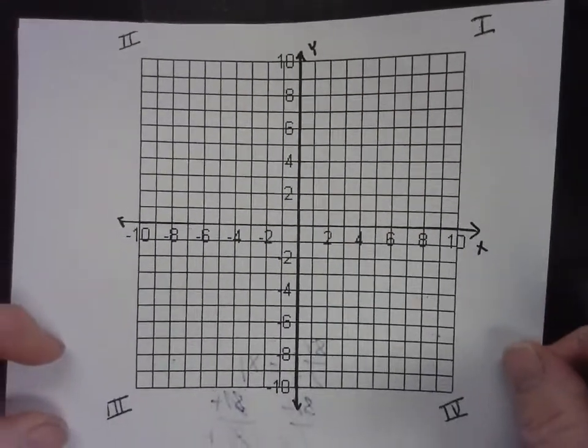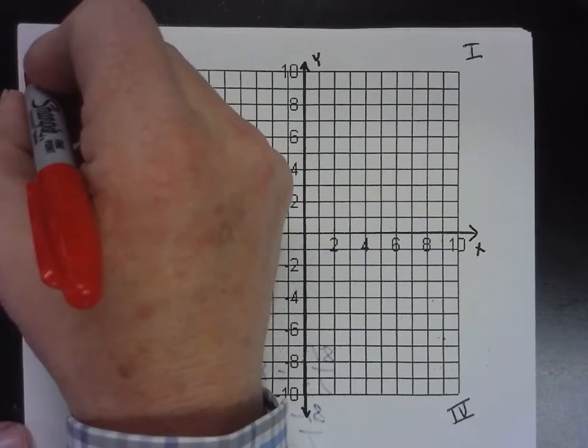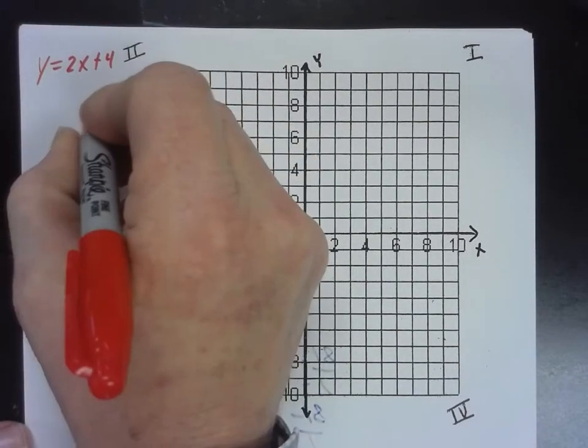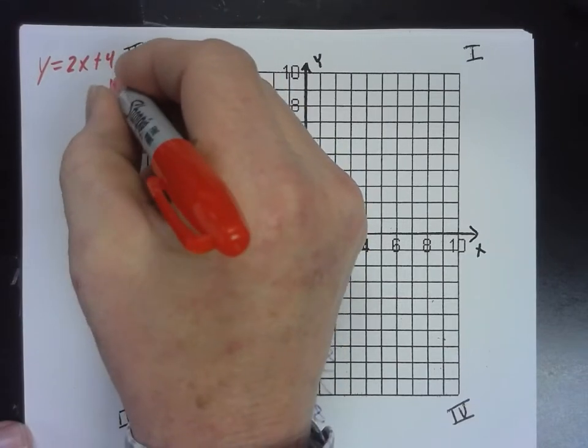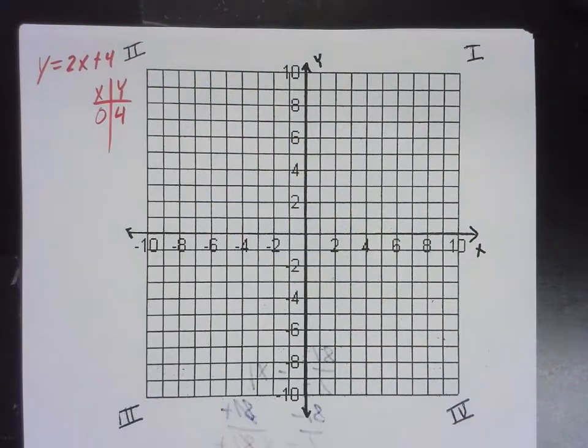Okay, so let's do the graph. Let's start with y equals 2x plus 4. So we're just making a table right now. However, let's start talking about this. Can you guys see in this equation the y-intercept? When x is 0, what's y? 4. So what is the y-intercept?